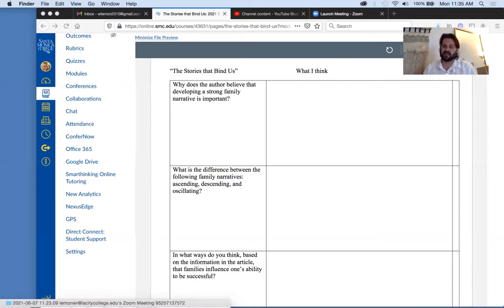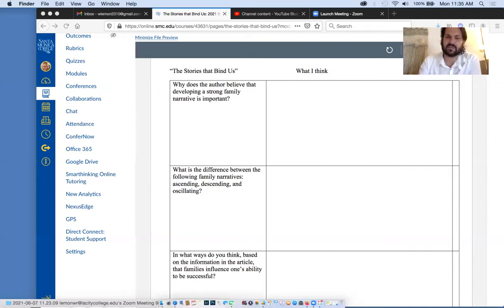So that's the descending. The oscillating, and this is the one he believes is most healthy, is the one where there are ups and downs, right? There are ups and downs in all of our lives. And I think this is why the oscillating family narrative is the most productive: it acknowledges that there are both ups and downs, that life is not just a series of highs or a series of lows, that it's both. Ascending and descending family narratives have this idea that it's all downhill or it's only uphill, and if it's not that, then it's some great catastrophe. Whereas the oscillating family narrative recognizes there are ups and downs.